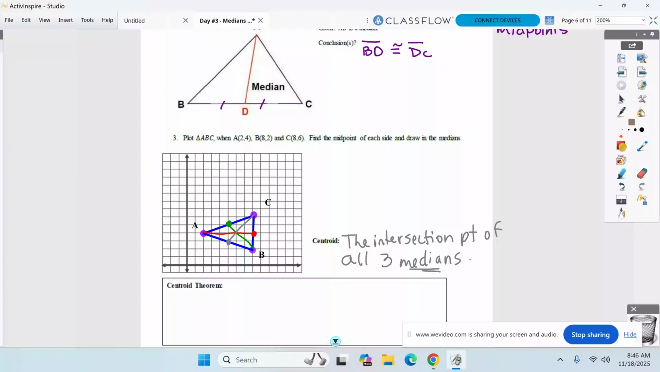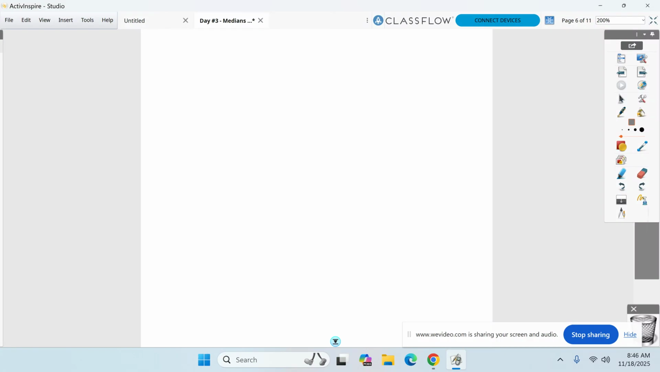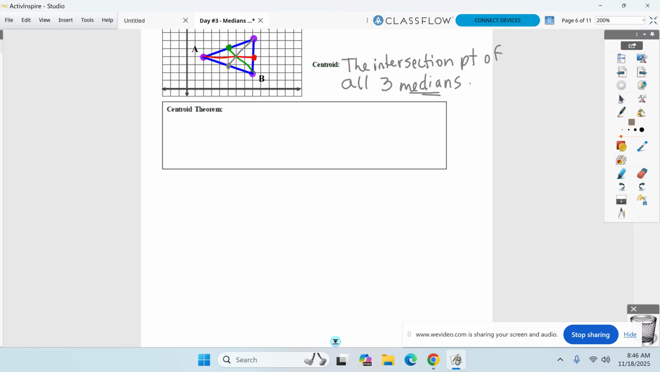Ready for centroid. This is a big one. All right, big one for centroid. Here's the theorem. We'll write it down, and I'll go back to the graph to tell you what I mean by it. So let's just write it down first. Here's what the centroid theorem is. Centroid splits any median into a ratio of 2:1.